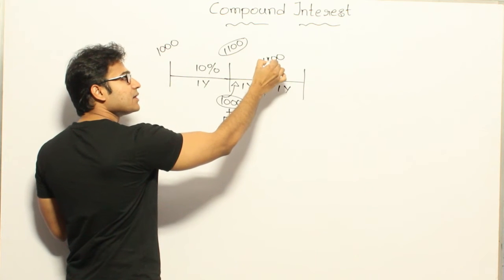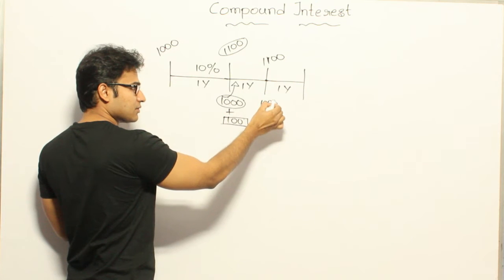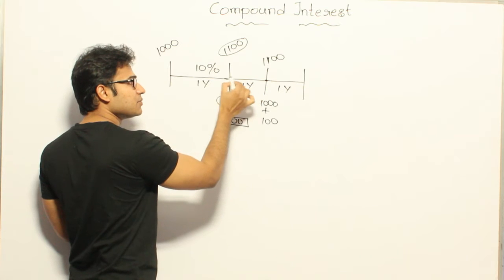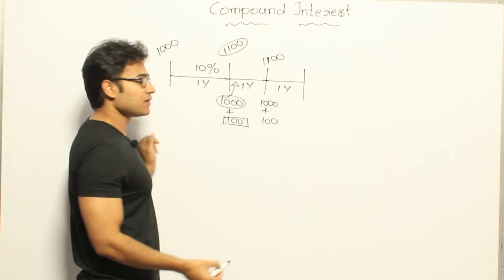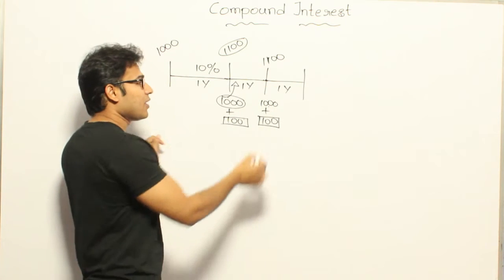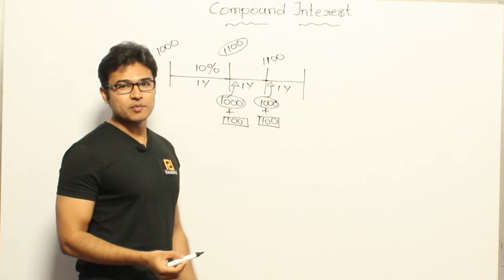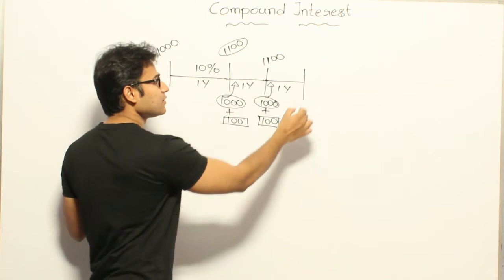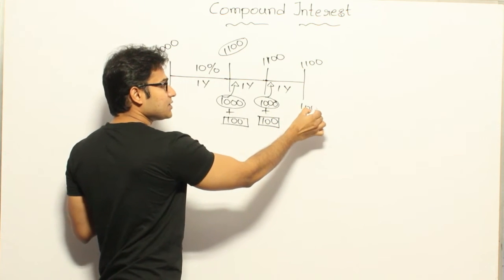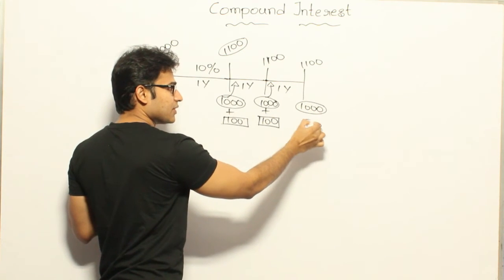Now what does this 1100 contain? Two parts. One is your actual investment, which is 1000, and the other one is the 100, which is the simple interest earned over the second year. Therefore this is going to be the simple interest and this is going to be the principal. Now again this principal is going to be reinvested, but this interest is not going to be reinvested. Now what are you going to get here? Again 1100, which means it is going to contain two parts, your initial amount 1000 plus the simple interest, which is 100.